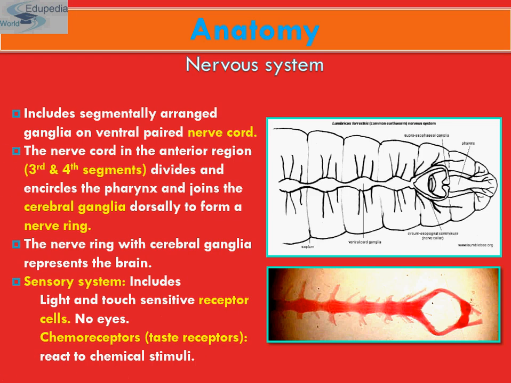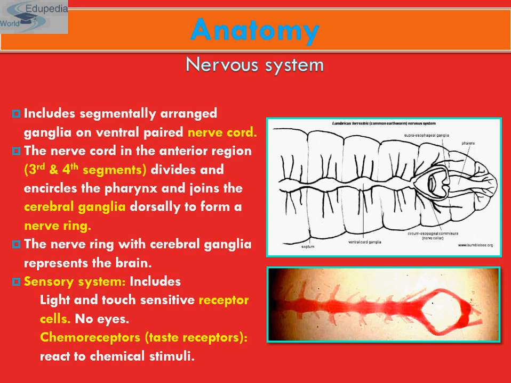Now comes the nervous system. It includes segmentally arranged ganglia on the ventral paired nerve cord. The nerve cord in the anterior region is present in the 3rd or 4th segment. It divides and encircles the pharynx and joins the cerebral ganglia dorsally to form a nerve ring.